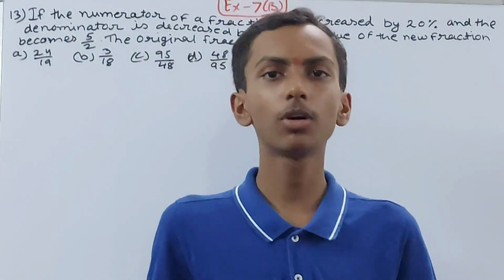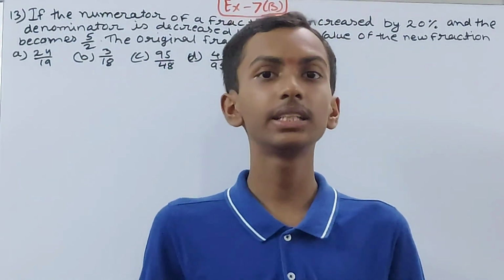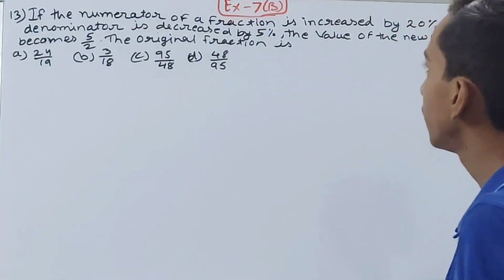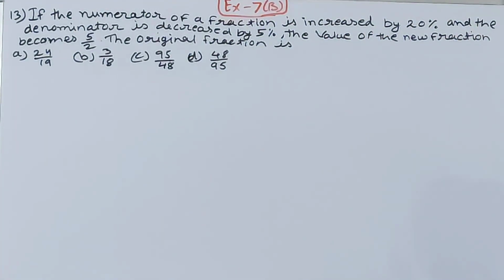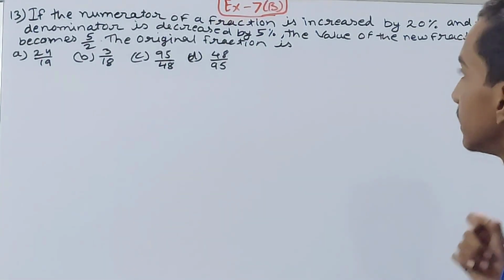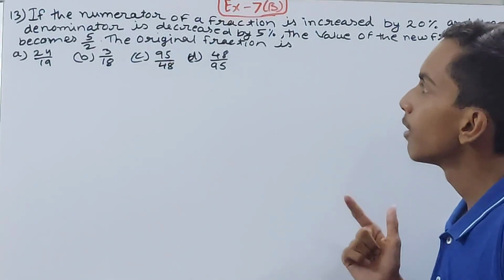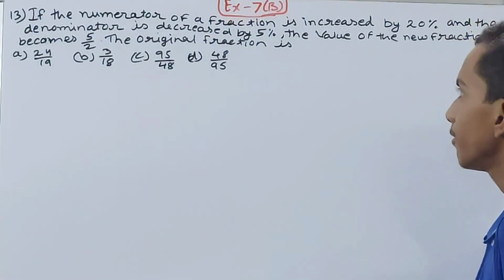In this video we are going to solve ICSE Mathematics Class 8 Chapter 7 Percentage Exercise 7B Question 13. If the numerator of a fraction is increased by 20% and denominator is decreased by 5%, the value of the new fraction becomes 5 upon 2. The original fraction is what?